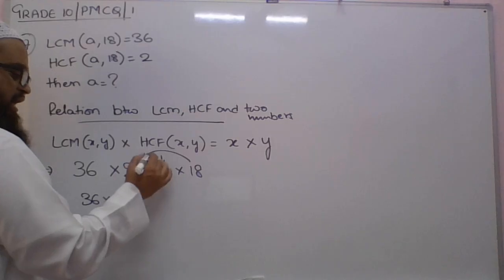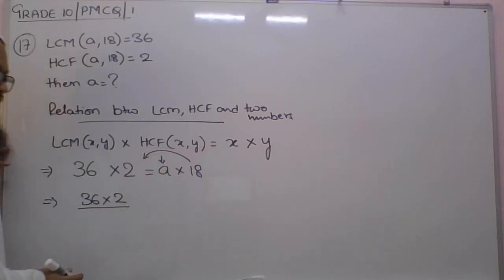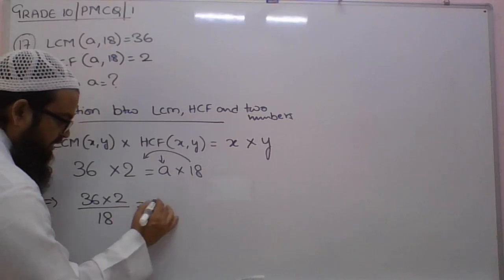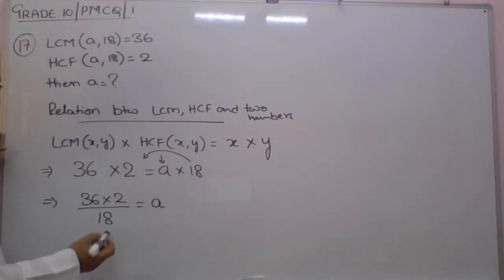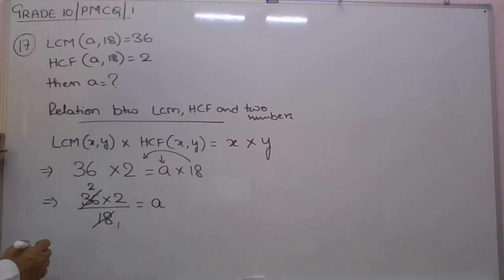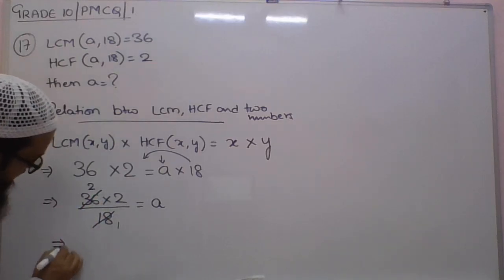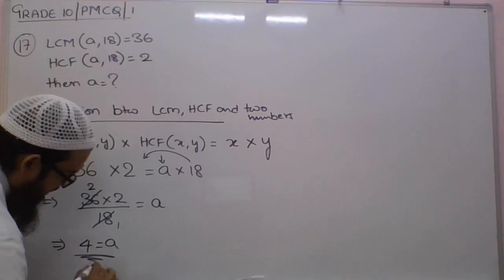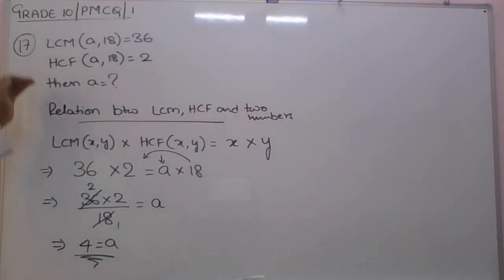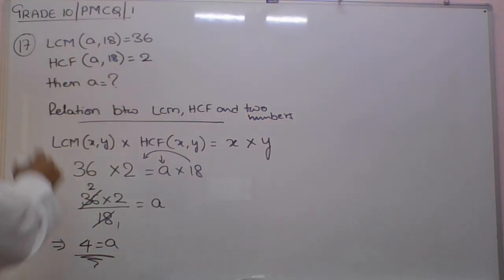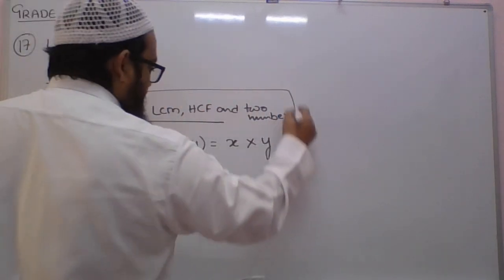So transpose 18. When I transpose 18, what happens? It is in multiplication, it comes to division. That is equal to A. So 18 ones are 18, 18 twos are 36. So that implies 2 twos are 4 equals A. So the concept is, whenever you see LCM and HCF and if numbers are given, then try to remember this concept. Got it, my dear students?